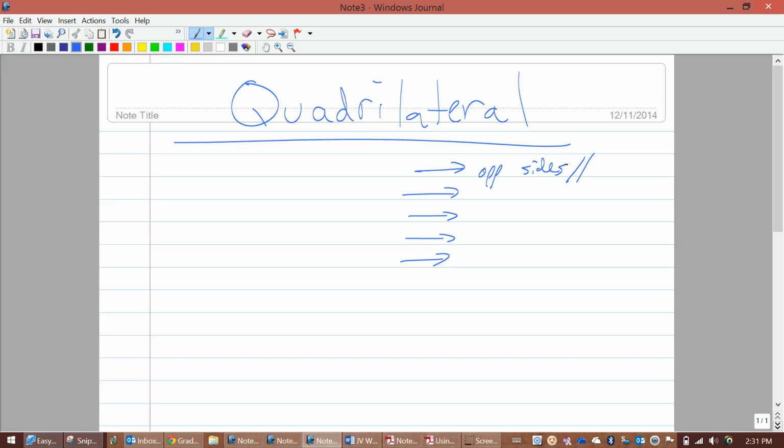If the four angles on a shape add up to 360 degrees, if their measures add to 360, that actually just gives us that it's a quadrilateral. That won't give us that it's a parallelogram, because that is true for parallelograms, but it doesn't make a parallelogram.